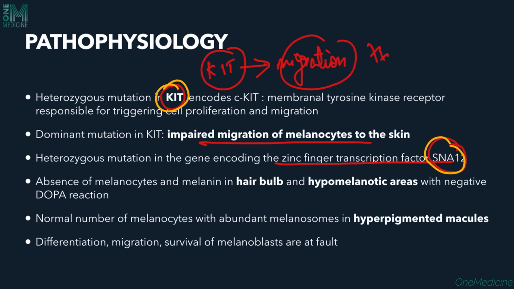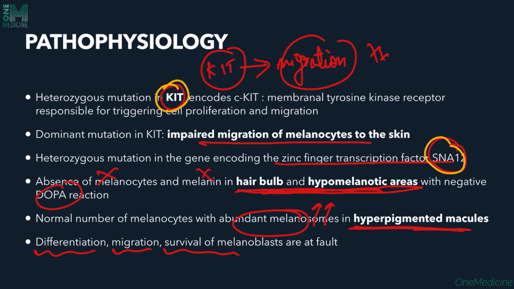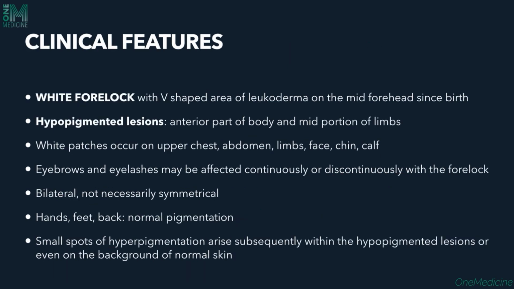There is absence of melanocytes in the hair bulb, and in the hypopigmented areas there will be absence of melanocytes and melanin with a negative dopa reaction. In the hyperpigmented macules, there will be abundant melanosomes present, and the affected processes are differentiation, migration and survival of melanoblasts. The clinical features would be the white forelock that I described before, with a V-shaped area of leukoderma on the mid-forehead. Since birth it will be present.